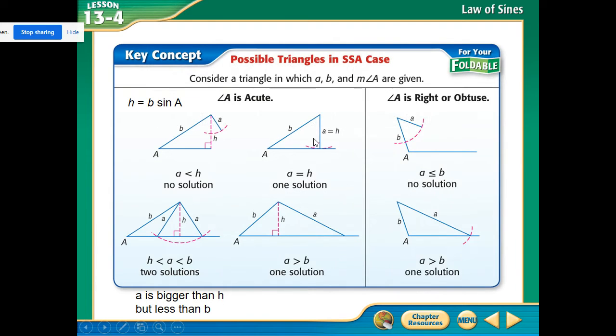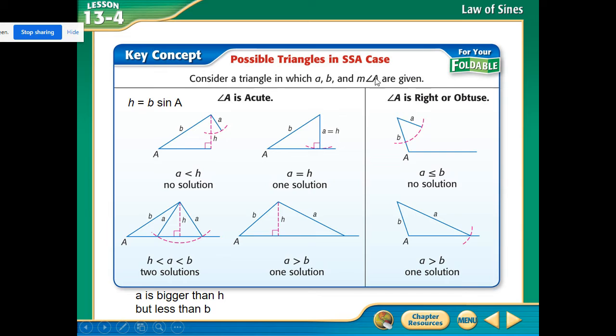Now, back when you were in geometry, you were probably told that there was no such case as an angle-side-side or side-side-angle case. That's not true. It just has a lot of different possibilities. And today we're going to talk about those different possibilities and what happens with a side-side-angle case. So there's a decision tree kind of here.